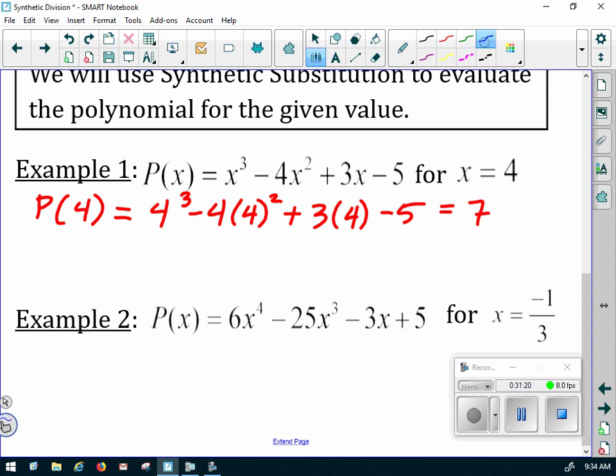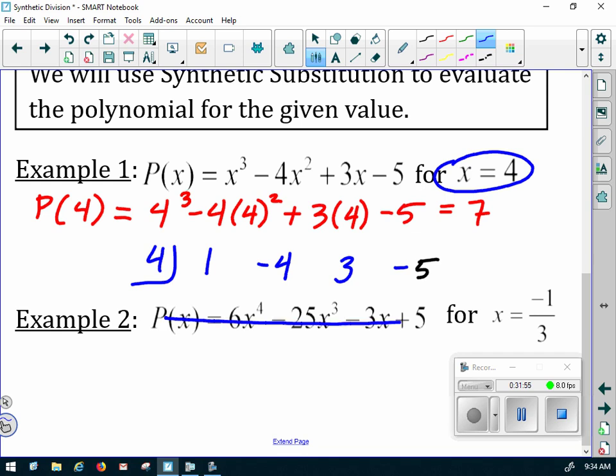What if we do synthetic division? Well, no, hang on. I would be dividing by 4. It doesn't say X minus 4. It just says X equals 4. So if I did synthetic division, I would be dividing by 4. And what would my numbers be? 1. It hadn't been that long since we did this. -4, 3, -5. Don't ask, I don't know why.